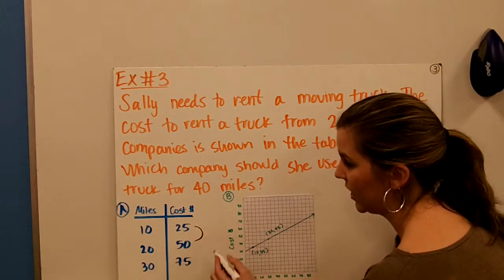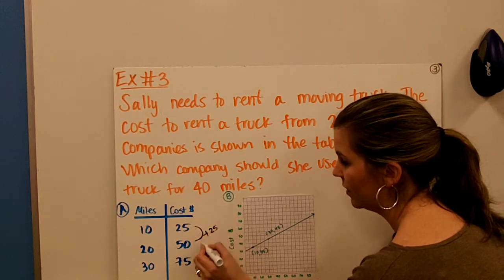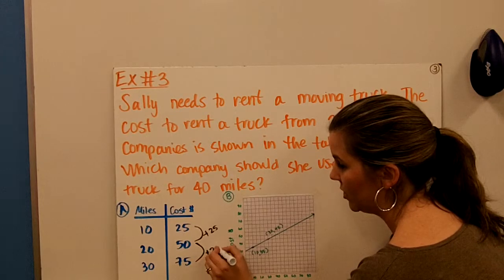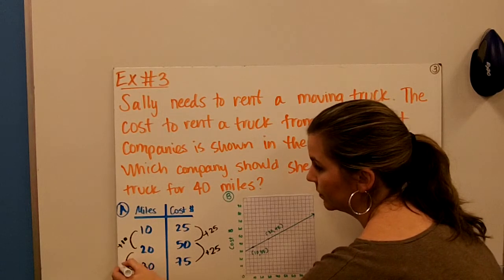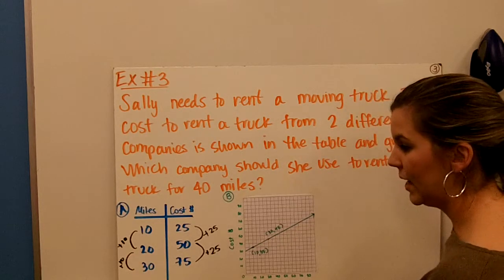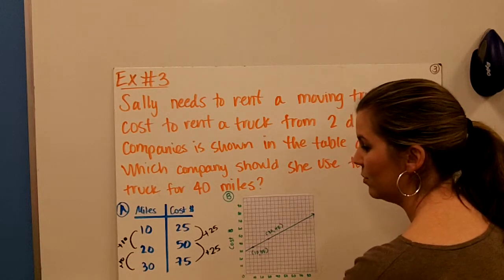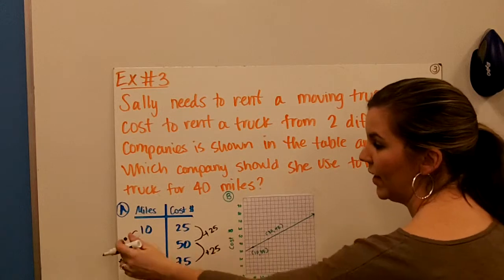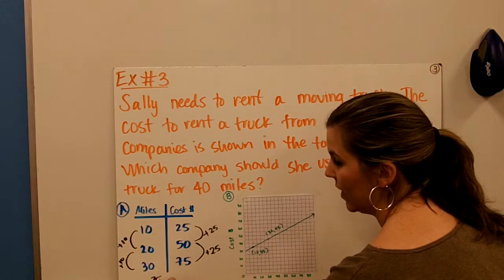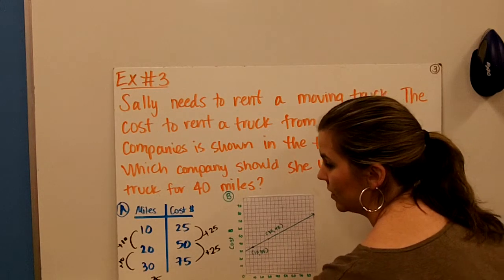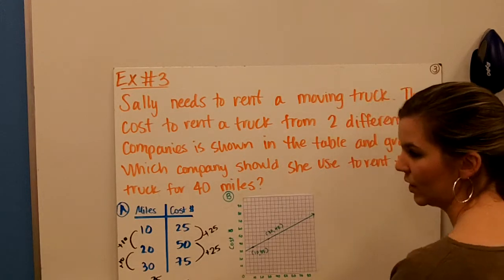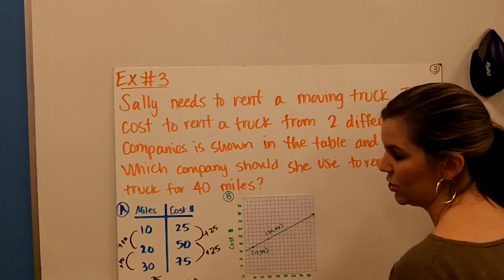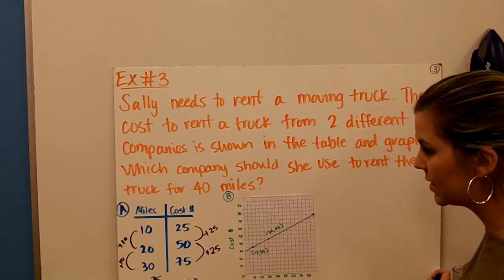So find the rate of change. They're going up by 25. Again, up by 25. And miles are going up by 10 each time. And to find the rate of change, remember you do change in y over change in x. 25 divided by 10 is 2.5. And since we're talking money, let's make it $2.50.